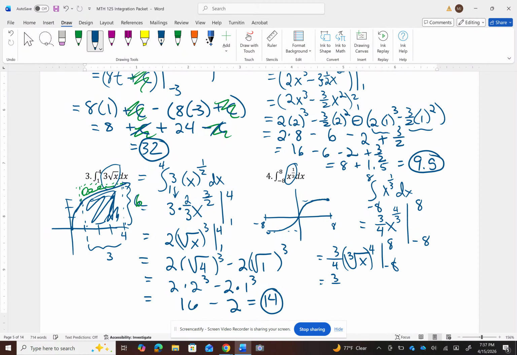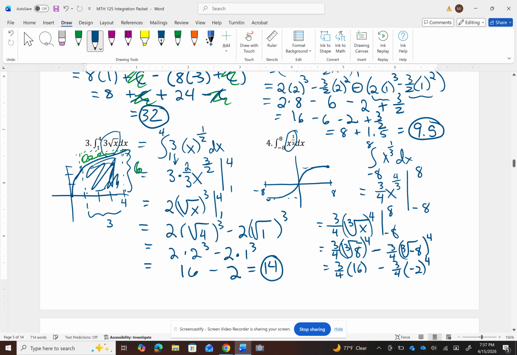All right, so 3/4 cube root of a positive 8 raised to the 4th power minus 3/4 the cube root of negative 8 raised to the 4th power. And that turns out to be 3/4 times 2 to the 4th, which is 16, minus 3/4 times negative 2 to the 4th. And you see how this is 12, and a negative 2 in parentheses to the 4th is still a positive 16, so this part is also 12, and the net area would turn out to be 0.